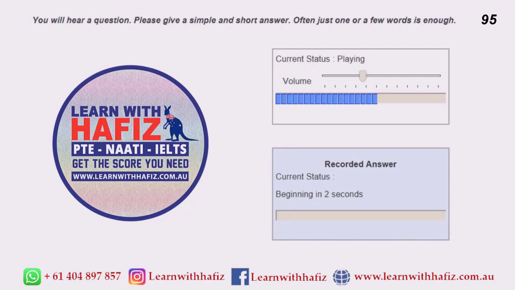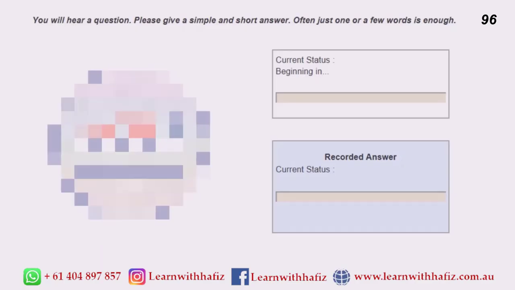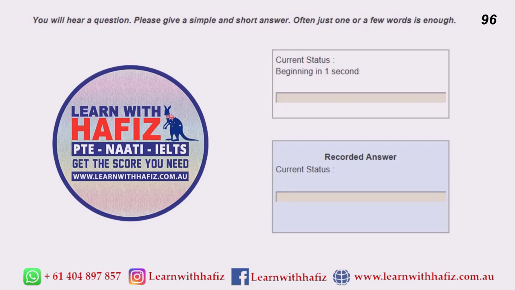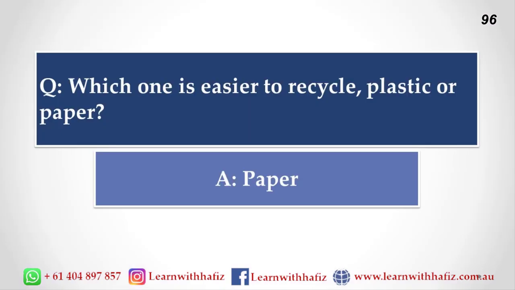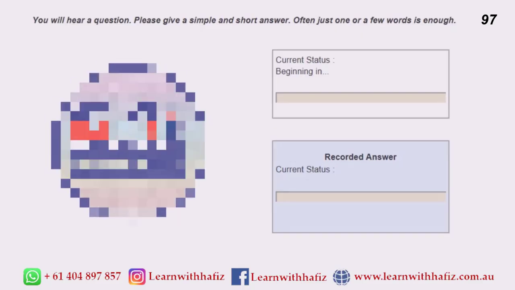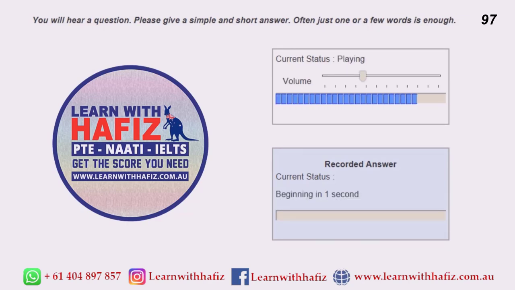What is the line between countries? Correct answer is. Which one is easier to recycle, plastic or paper? Correct answer is. What is the item of footwear intended to protect and comfort human foot?